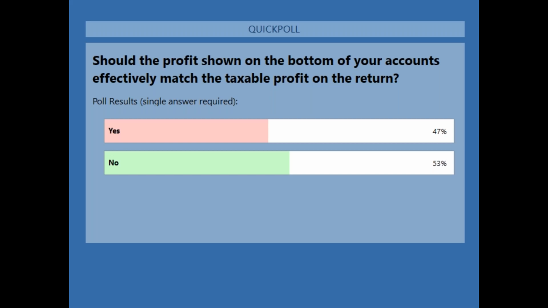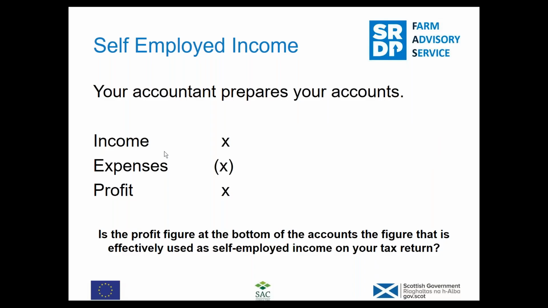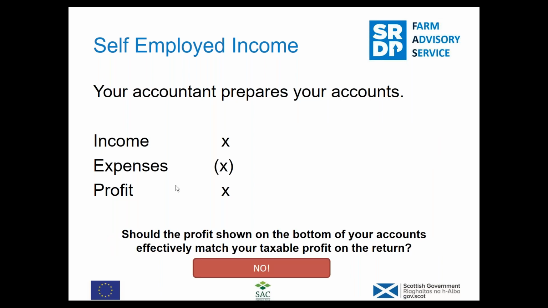Okay, so 47% thought that yes, it should, and 53% thought no, it shouldn't. Okay. No, the no's have it in that case. The profit at the bottom of your accounts is not the same thing as the taxable profit that goes on your tax return, and that is a really common misconception. And I think it would be fair to say that a lot of people, regardless of the size of the business or how long they've been trading, don't know this, because although they look at their year-end accounts, probably, hopefully, almost nobody actually looks through the tax return that the accountant sends them at the end of the year.